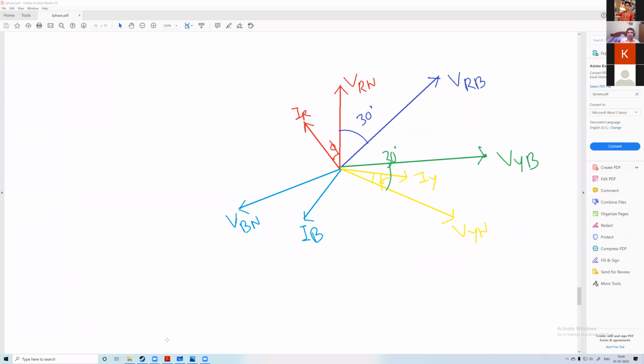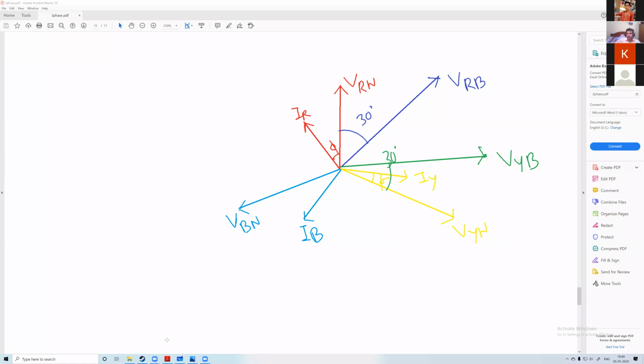Any questions regarding the phasor? Anything you want to ask, or this diagram is okay? How it is coming is okay?